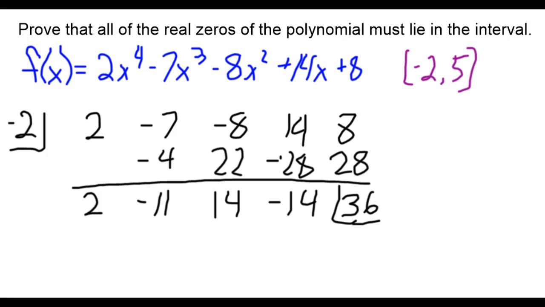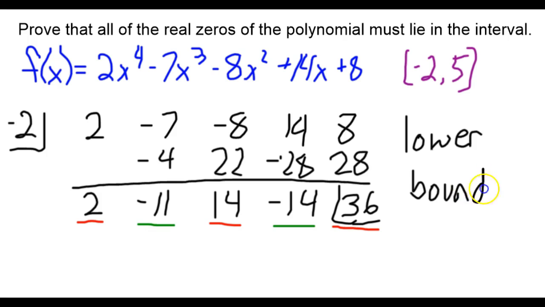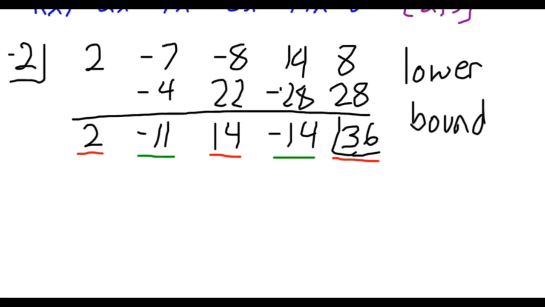What we're looking at here is if we check this negative 2, if it's going to be a lower bound, all of the signs along the bottom row need to alternate between positive and negative. We have a positive, negative, positive, negative, and positive. If those are alternating, that indicates that negative 2 is a lower bound. Okay, so using synthetic division to prove that it's a lower bound.